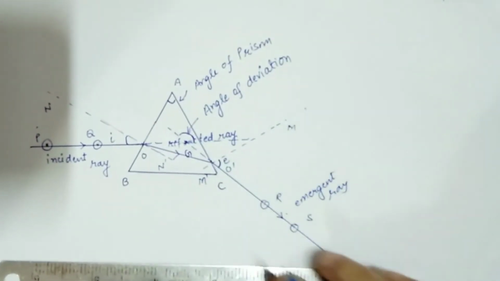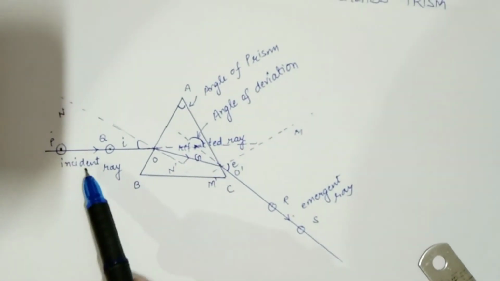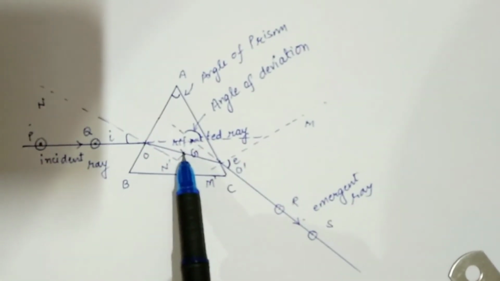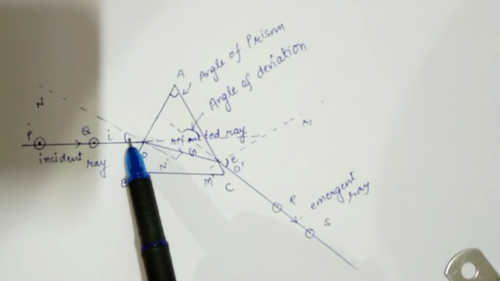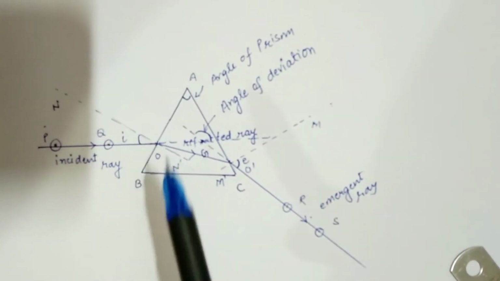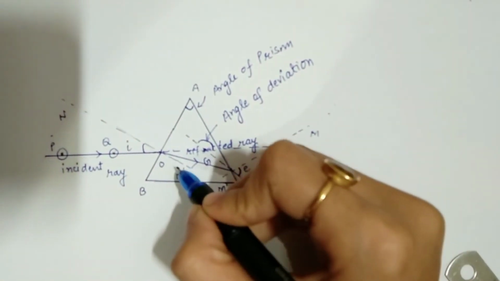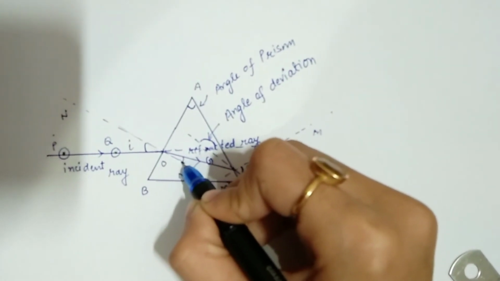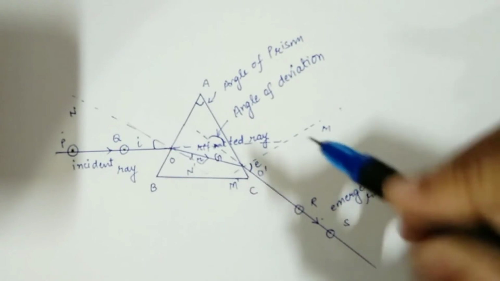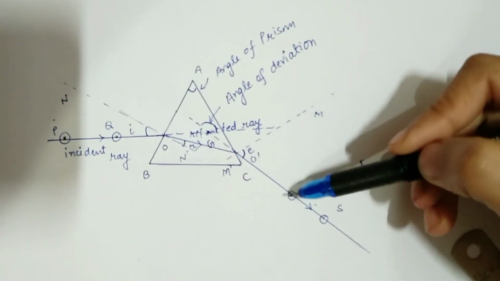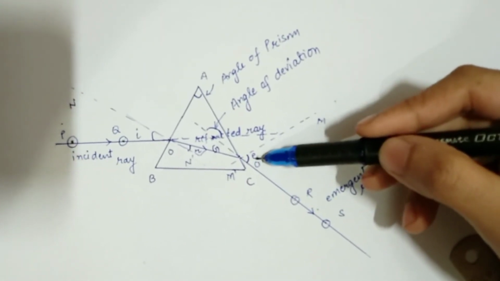So here we have written all the things: incident ray, refracted ray, and then emergent ray. The angle between the normal and the incident ray is the angle of incidence. The angle between the refracted ray and normal is the angle of refraction. The angle between the normal and the emergent ray is the angle of emergence.